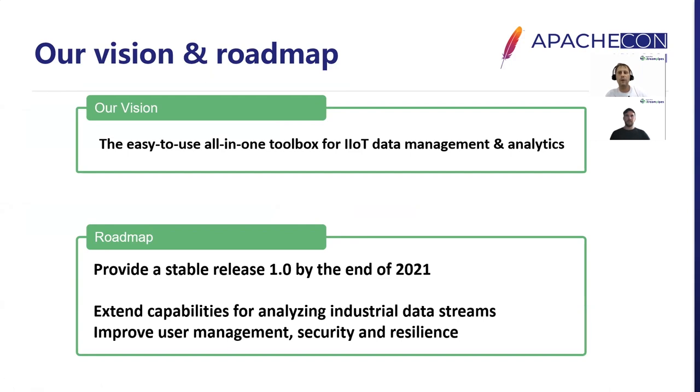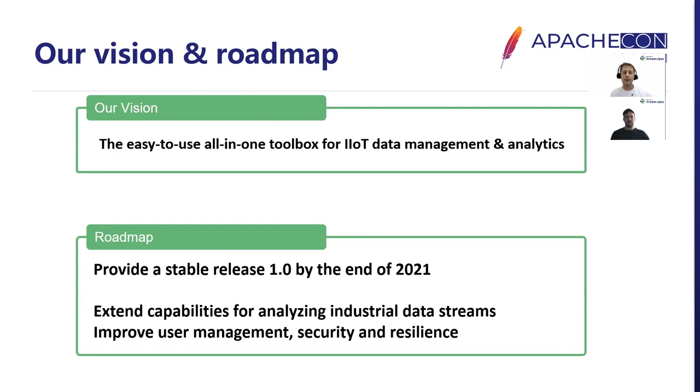So what is our roadmap now? We started in the Apache incubator like 1.5 years ago. And our goal now is to have a stable release, so a 1.0 version by the end of this year. And to do that, we are now currently extending some capabilities for analyzing industrial data streams. And we will present some important building blocks of that within this presentation that are to come in this year or have just been released in this year.